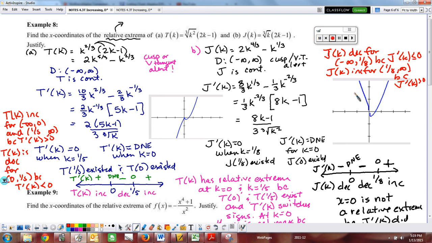In section 4.6, we're going to talk about actually graphing these, not on a calculator, but by hand, using the information that we have. So this is kind of illustrating that for you.